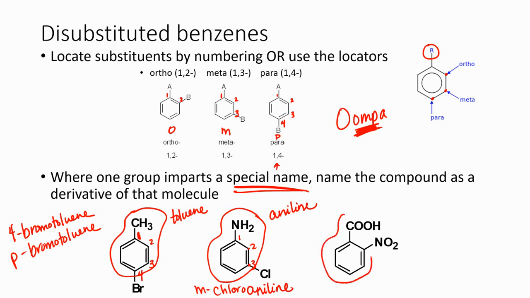And we can look for a special name here. And we've got our carboxylic acid, so we actually got benzoic acid. So the benzoic acid carbon has to get the 1. So we'll have 2-nitrobenzoic acid, or at the second position, o-nitrobenzoic acid.